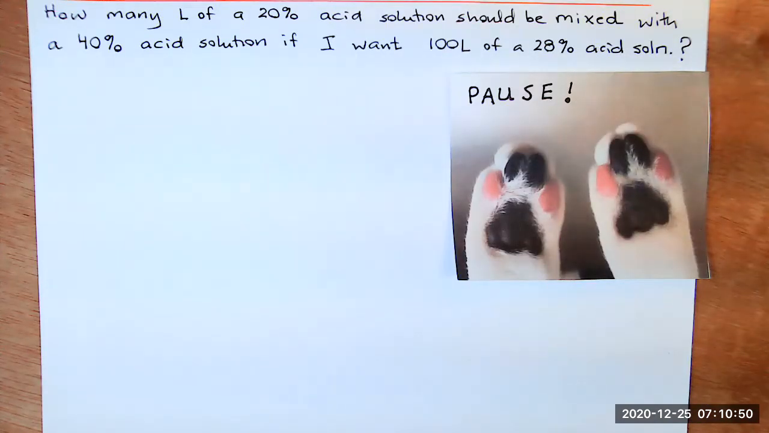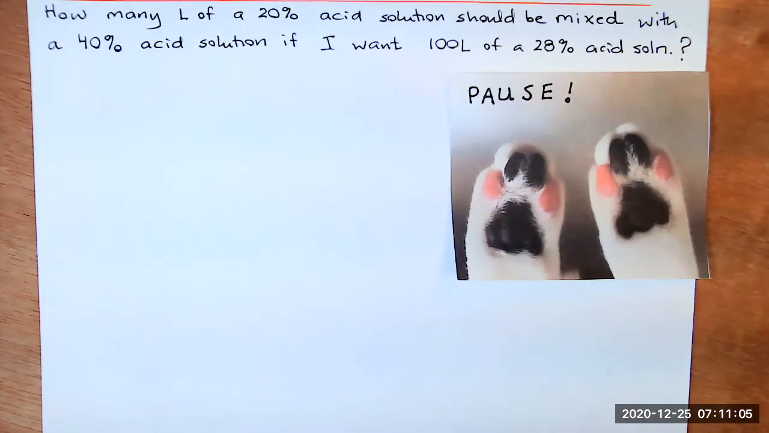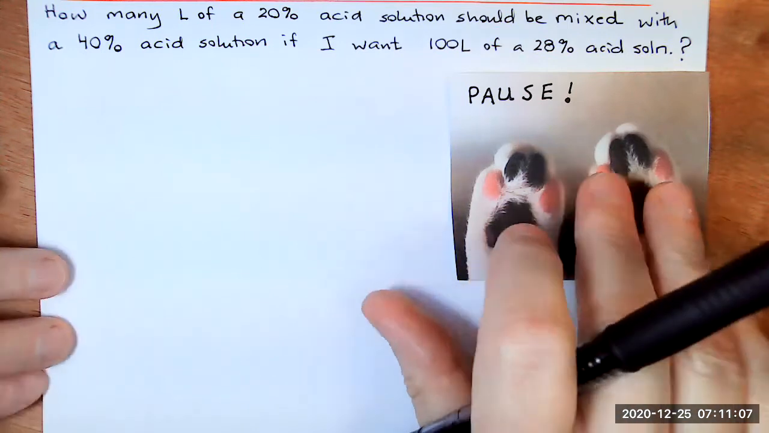All right, how many liters of a 20% acid solution should be mixed with a 40% acid solution if I want 100 liters of a 28% acid solution? And if you're feeling ready, you can go ahead and hit pause and try this one on your own. Otherwise, let's do it together.